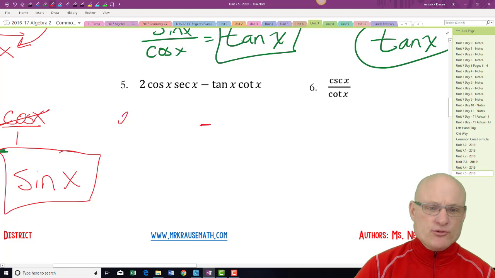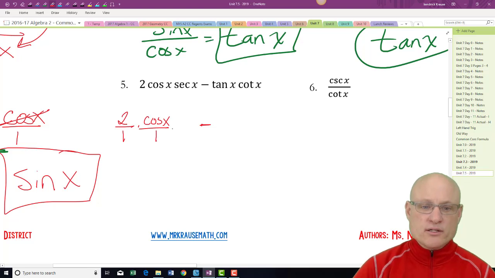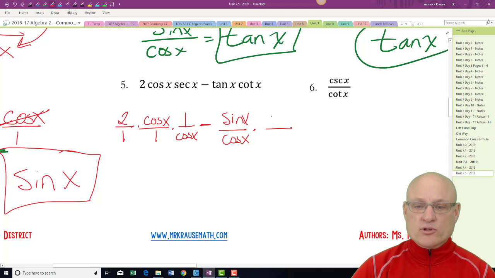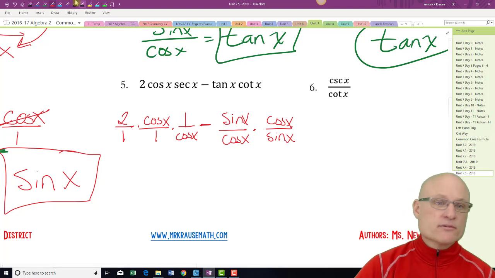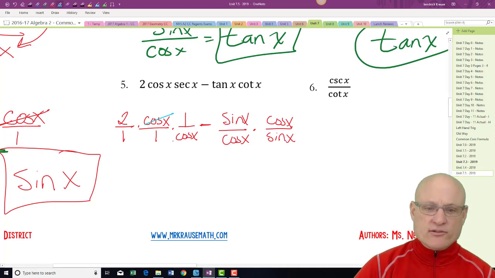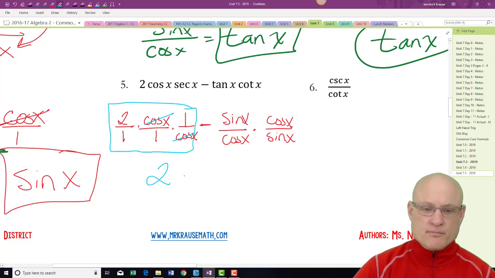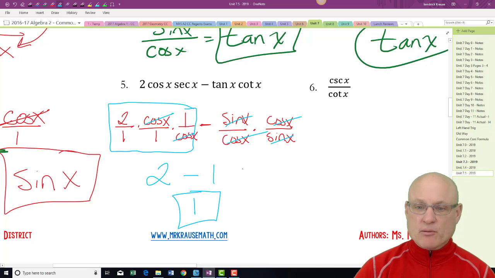So this is 2 over 1 times cosine x over 1 times 1 over cosine x times sine x over cosine x times cosine x over sine x. Now we got to be careful. These cosine x's cancel, so this leaves me 2 minus... sines cancel, cosines cancel, 1. So this answer is 1. That whole thing turned out to be a big old 1.